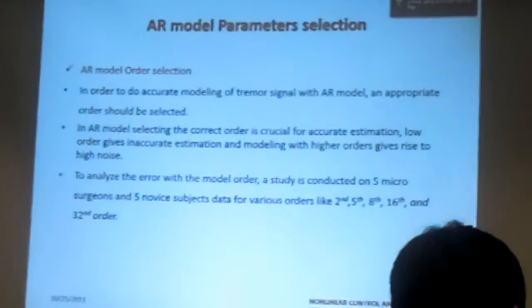Okay, AR model parameter selection. In the AR model parameter selection, there are two important parameters we have to select. One is the order selection, and the second one is initializing the filter coefficients. For accurate modeling, we need a correct order, because in the AR model, if you choose a lower order, we don't accurately estimate the signal, whereas if you choose a higher order, we may get a high-noise signal. So correct order selection is the main important thing in the AR model.